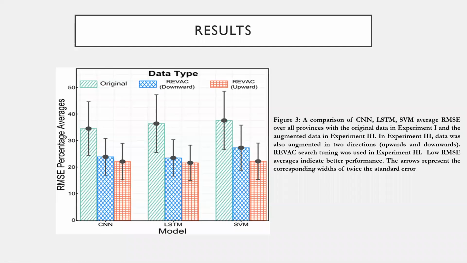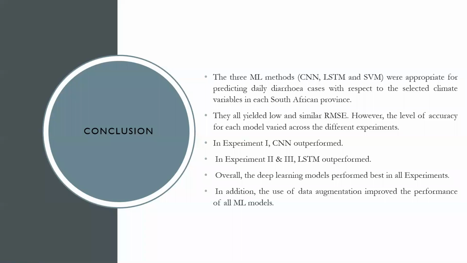So we went further to carry out experiment 3 with a different parameter tuning, which I explained earlier, REVAC, and here CNN's performance improved drastically. And then here still LSTM outperformed the others. So we concluded that the 3 machine learning methods were appropriate because they all yielded similar and low root mean square errors. However, as we saw in the results, the errors varied. CNN performed best in experiment 1, and LSTM performed better in experiments 2 and 3. Overall, the deep learning models outperformed in all experiments. In addition, the use of augmented data improved the performance of all our models.